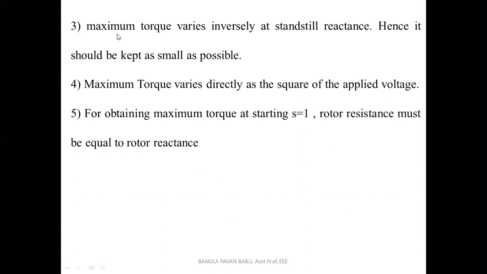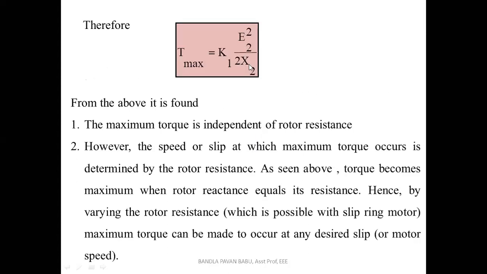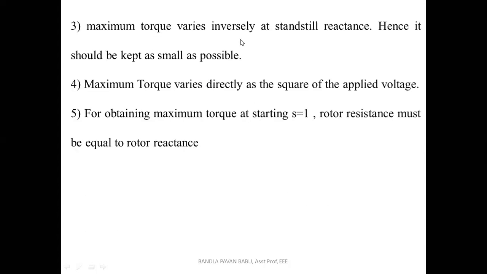The maximum torque varies inversely as the standstill reactance. Okay, so inversely at standstill in the sense, look at this. T max equal to K1 into E2 square by 2 into X2. So that means torque is inversely proportional to the reactance. So that means it should be kept as small as possible. So the reactance offered should be less, if you want a maximum torque.